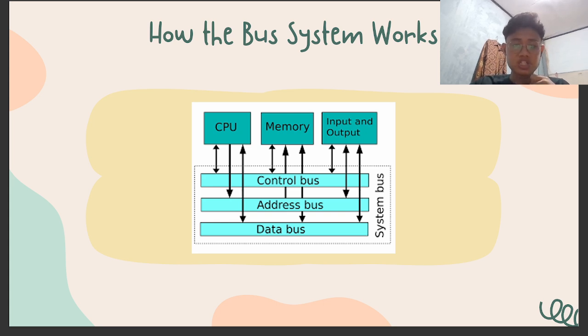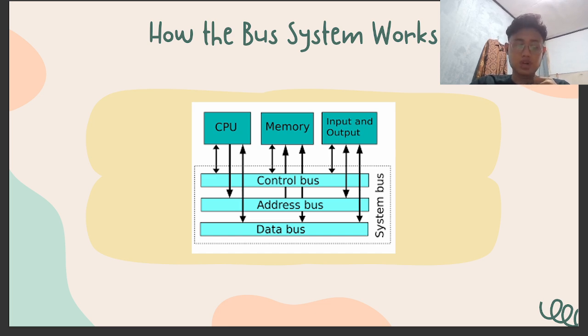Process 2 is processing by the CPU. The CPU receives the data, processes it according to the instruction, and if needed, accesses memory to read or store data. Process 3 is memory access. The CPU uses the address bus to specify the memory location, the control bus to send operation signals, read or write, and the data bus to transfer data between the CPU and memory.